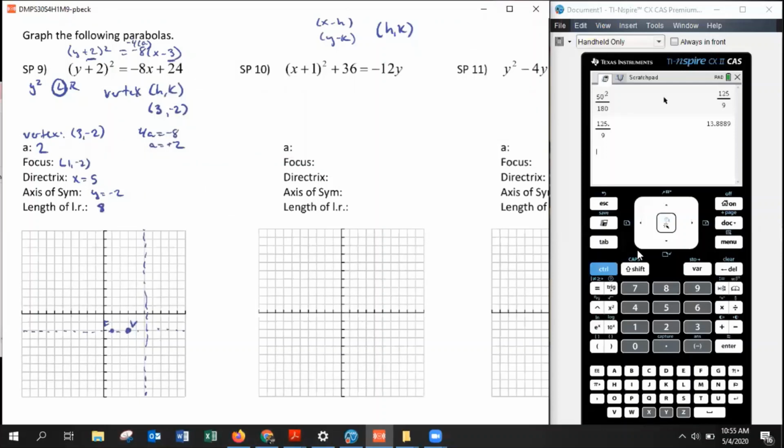So if we go half of that, which is 4 above the focus and 4 below the focus, then we are going to get the other 2 points. So we need to create our parabola.